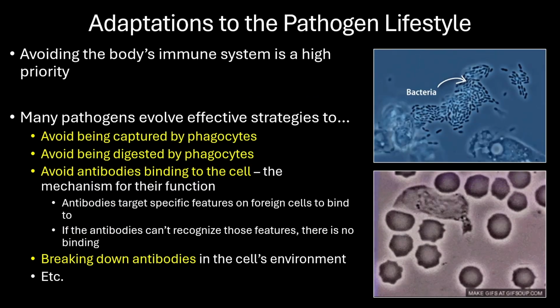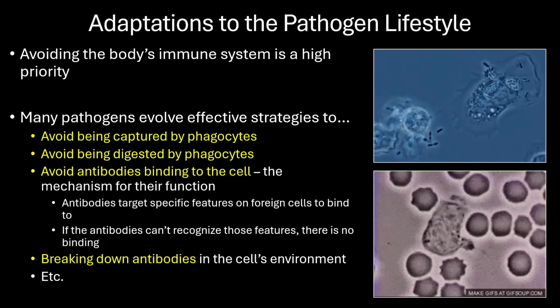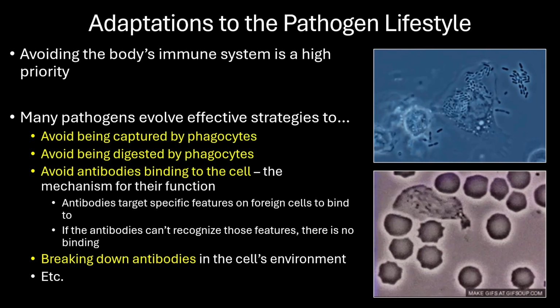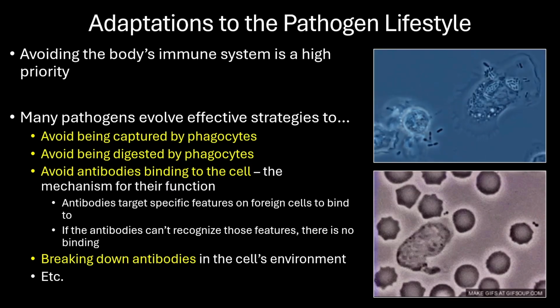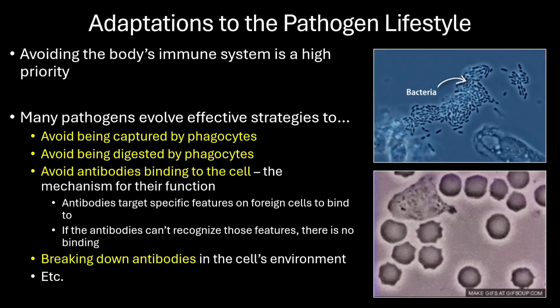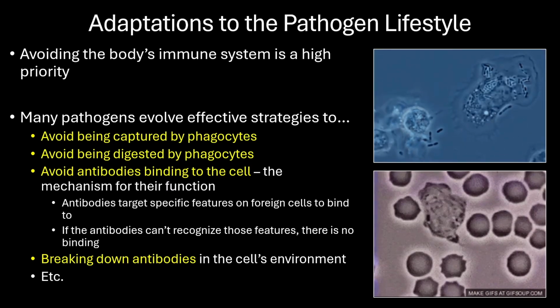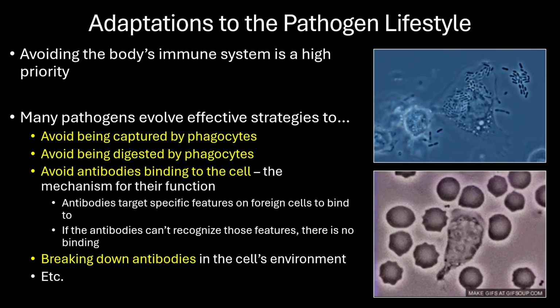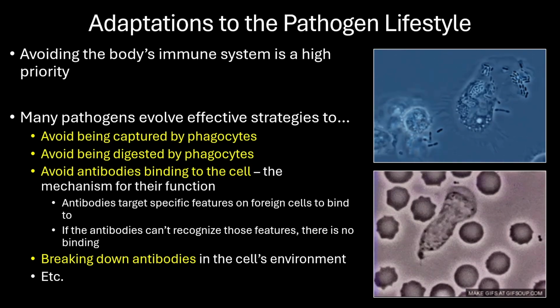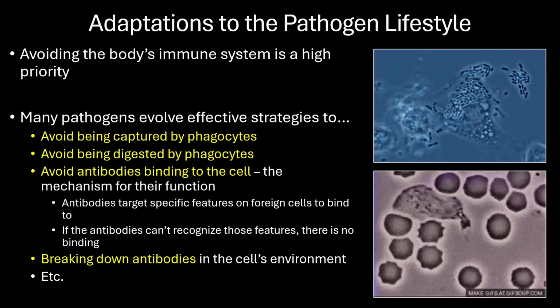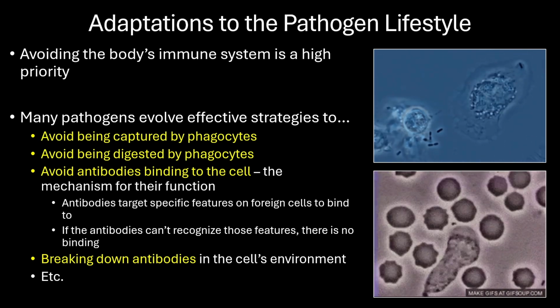Of course, avoiding the body's immune system is a really high priority. Pathogens that fail to avoid the immune system are attacked and disposed of. So many pathogens evolve strategies to deal with this, including avoiding being captured by your phagocytes, these special white blood cells that will move and hunt through the body and chase down and swallow cells that don't belong there.